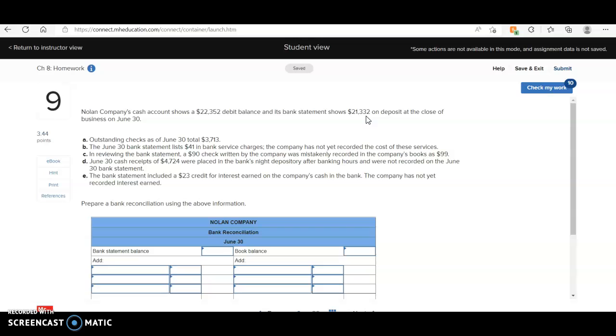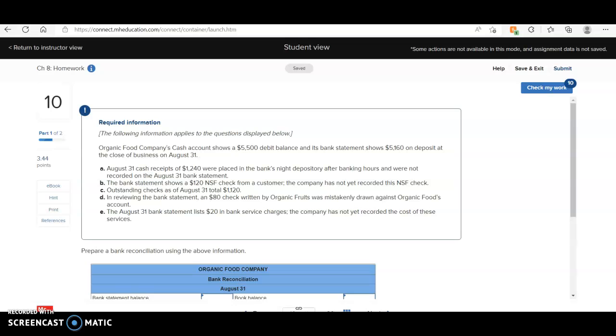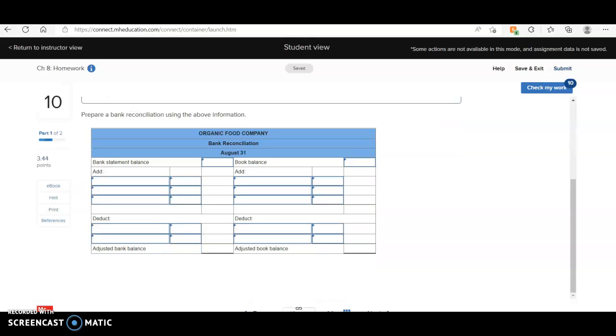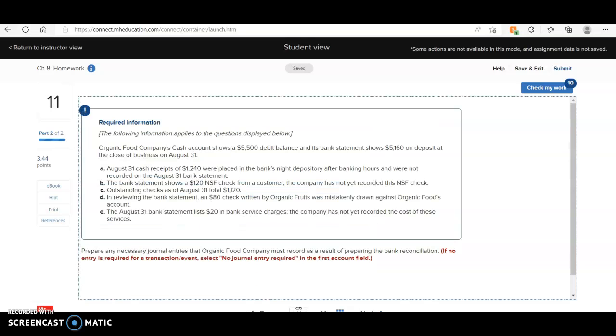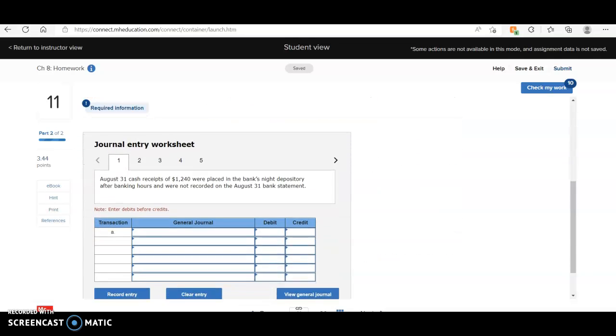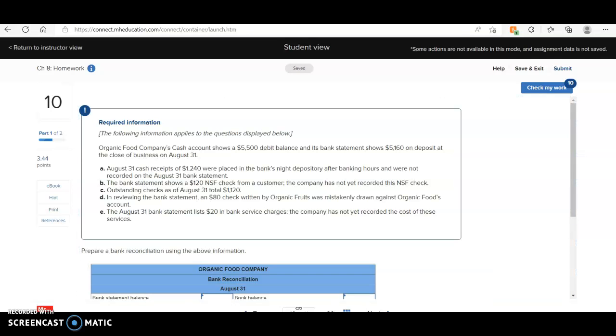So we're going to skip over number 9, and we are going to do some practice with bank reconciliations, but I'm going to leave this one so you have something to go back and practice with. All right, we're going to look at this next one where it's doing a bank reconciliation. And then if we look at the next one, number 11, this one has the journal entries that go along with it. So number 10 and 11 go together. We're going to do those together right now.